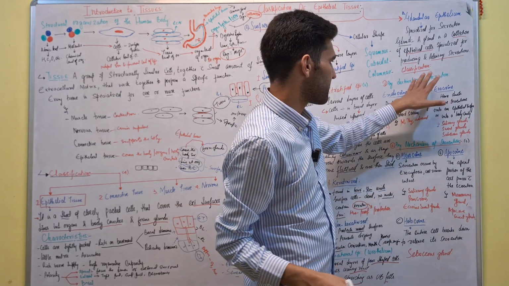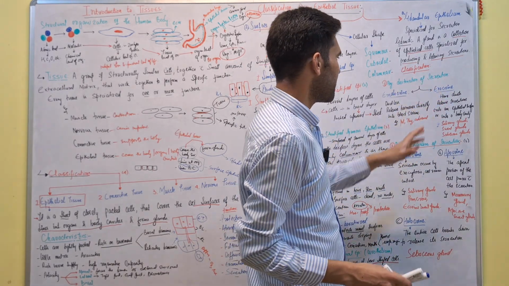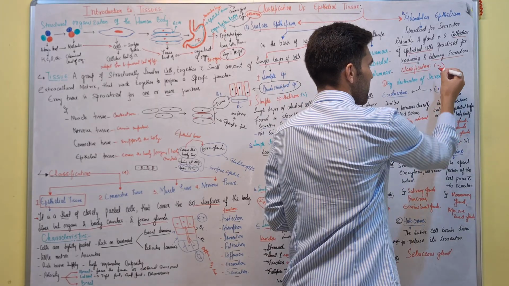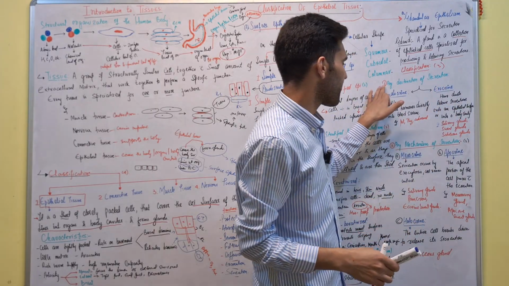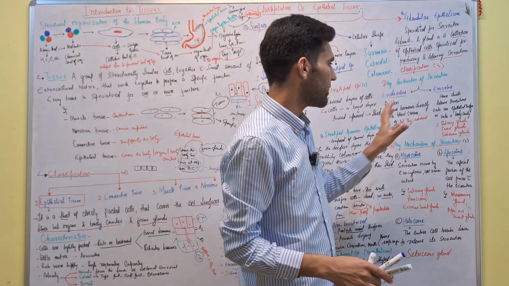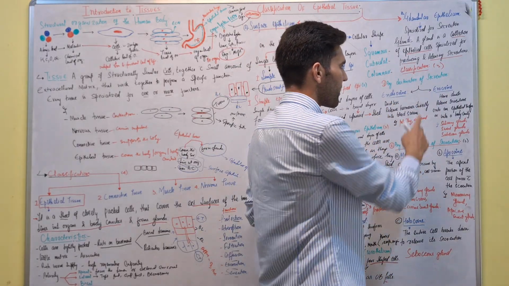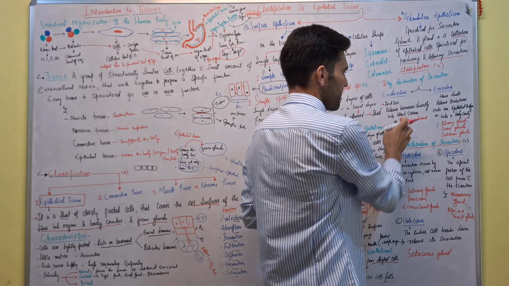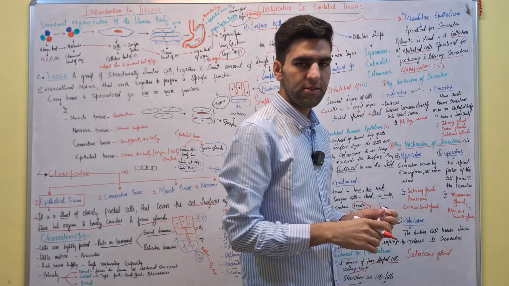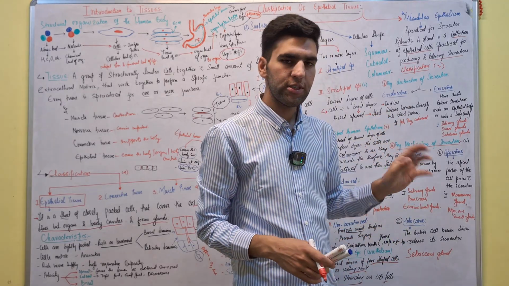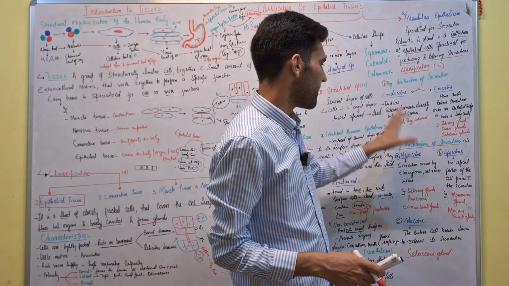Now coming to the classification. It has several classifications; we can classify it into three types. First is by destination of secretion, that is, how they secrete: endocrine and exocrine. What is endocrine? These are ductless glands. They release hormones directly into the bloodstream. That is, they don't have ducts. We call them endocrine.